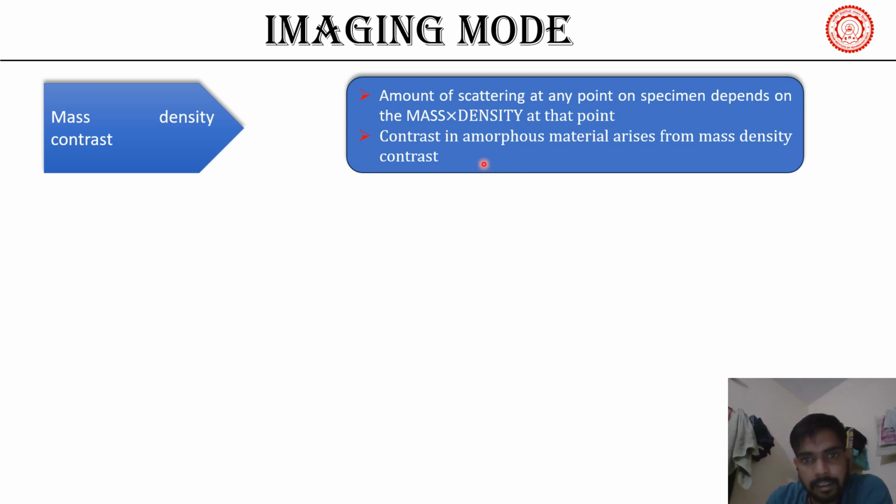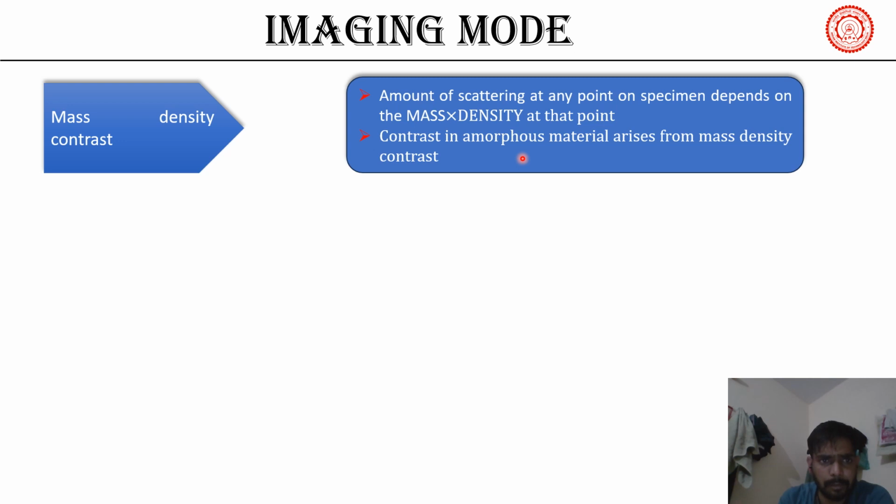And the second one is that contrast in amorphous material arises from mass density contrast. So basically we have seen here that in mass density contrast, the difference in intensity from a particular specimen is decided by the product of mass and density at that particular point of the specimen. And this type of contrast is used in amorphous material.